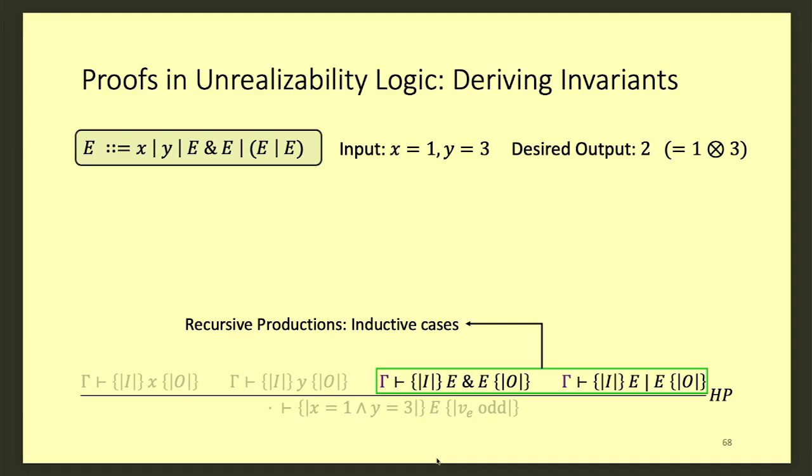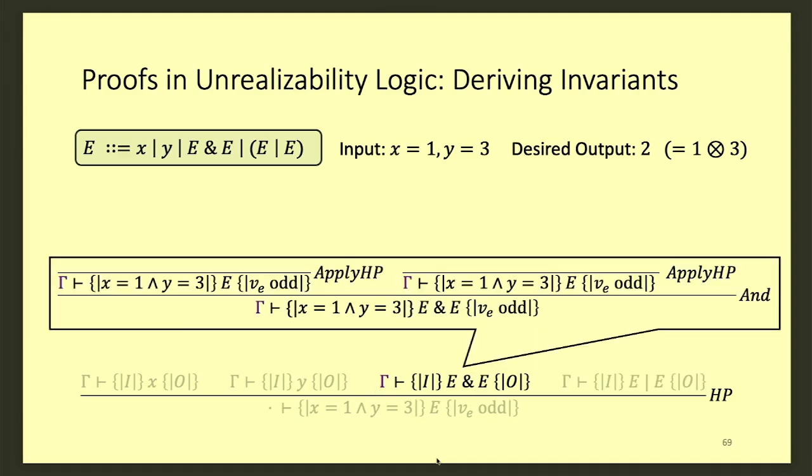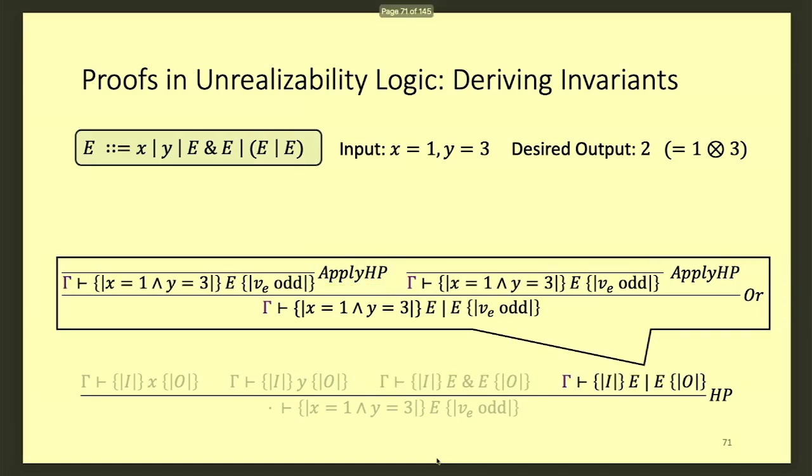For example, taking E and E, I have 2 applications of E, one on the left and one on the right. And in both cases, I can just simply invoke the apply HP rule, which will allow me to take the hypothesis that's inside my context and prove it for free. So this is exactly what you would do when invoking the induction hypothesis in a proof of structural induction. So that's how we can prove that the output remains odd for the case of AND as well, and of course for the case of OR as well.